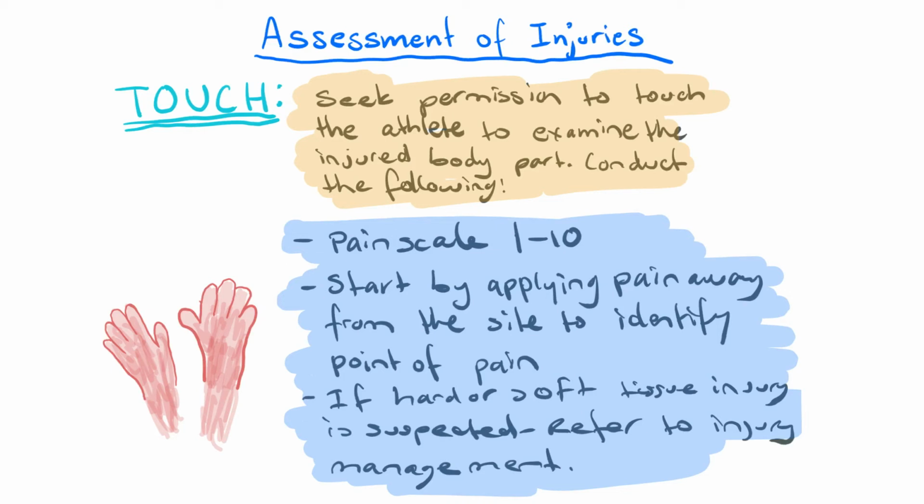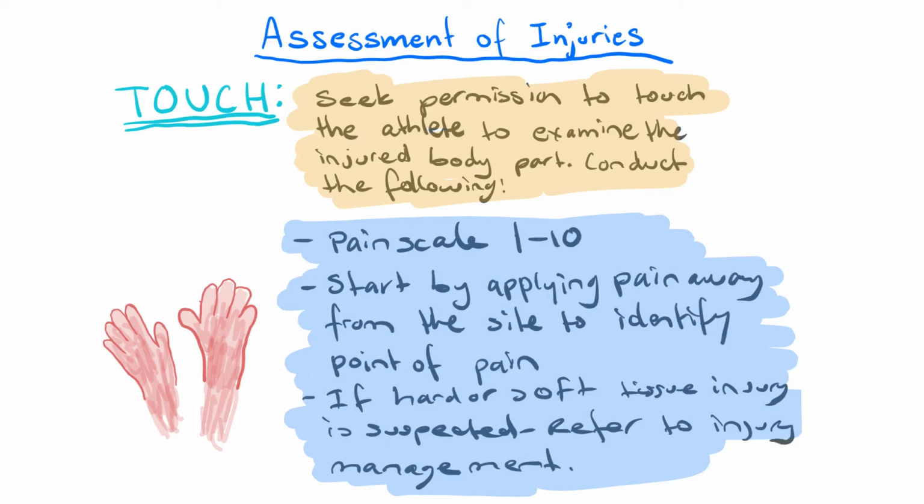Basically, what they're doing is examining the injured body part, conducting a bit of a search on it by having a look at how much pain is present if the body part is touched. You can do this by looking at a pain scale. For example, on a scale of 1 to 10, how much does this hurt when I touch this area here? Obviously, the practitioner will start by applying pressure away from the site. So back to our knee example, if you've got knee pain, they might start at the ankle and work their way up closer. This allows them to identify the point of pain.